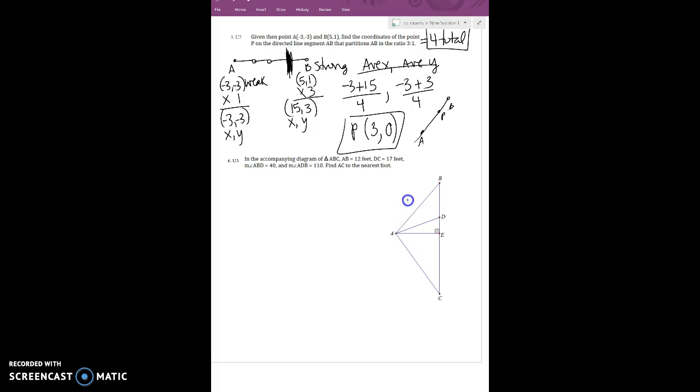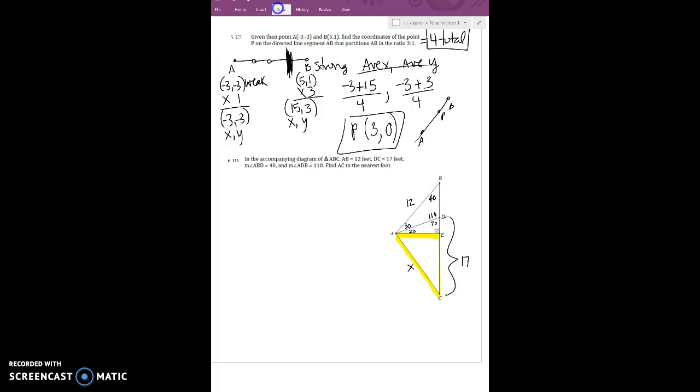So, I have segment AB is 12, segment DC is 17 feet, the measure of angle ABD is 40, and ADB is 110. So already that's 150. That leaves me with 30 here. I also know that this guy is 70. Another triangle. This guy is 20. And I want to find AC to the nearest foot. So if I look at the triangle that AC is actually in, it's a right triangle. But I don't have any of the sides and I don't have any of the angles. So I've got to focus on some other sides and some other angles.